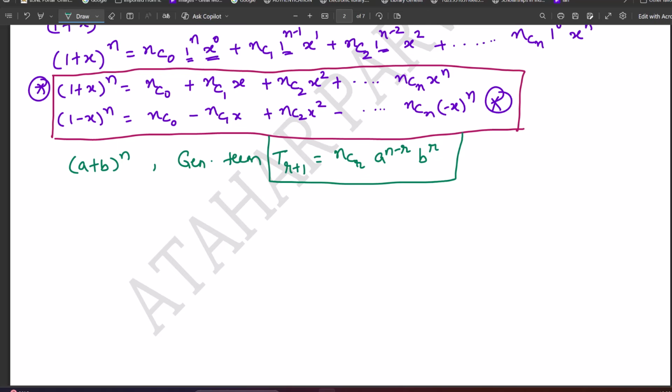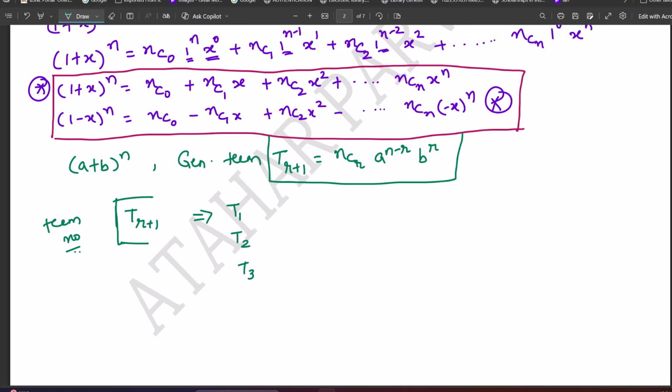Now what does this T(r+1) mean? T(r+1) means it is actually a term number. For example, T1 will be the first term, T2 will be the second term, T3 will be the third term, and so on. That's all. So this T(r+1) is a term number, same as what you did in arithmetic progression, no? So that term only this is. I am not telling it mathematically, I am telling you just to relate and remember that the term number is T(r+1).